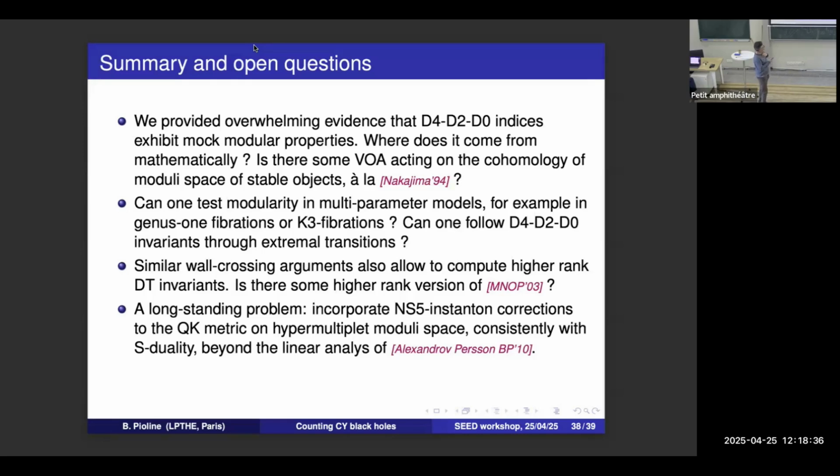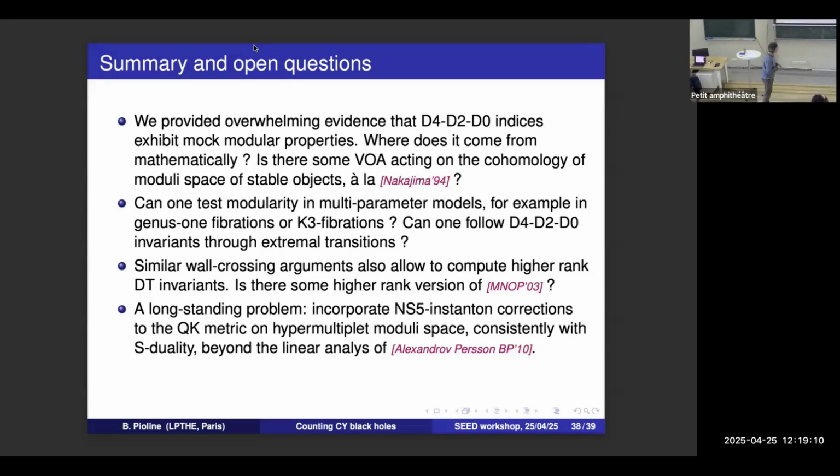But there are other cases. In the case where the Calabi-Yau has some elliptic fibration, some K3 fibration, one can actually make such statements precise. Otherwise, it's a similar problem. We expect it should hold also in multi-parameter families, like in these fibrations. Similar wall crossing arguments do allow us to compute higher rank DT invariants. So we have a prediction for this quote unquote higher rank topological string amplitude. Well, we have a prediction in principle. We don't have anything to compare it to in practice.